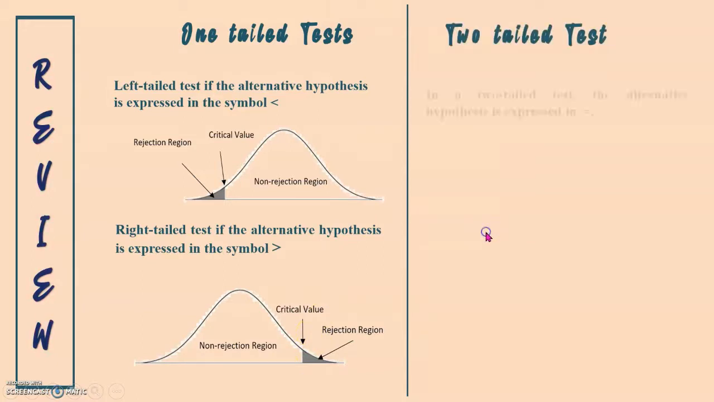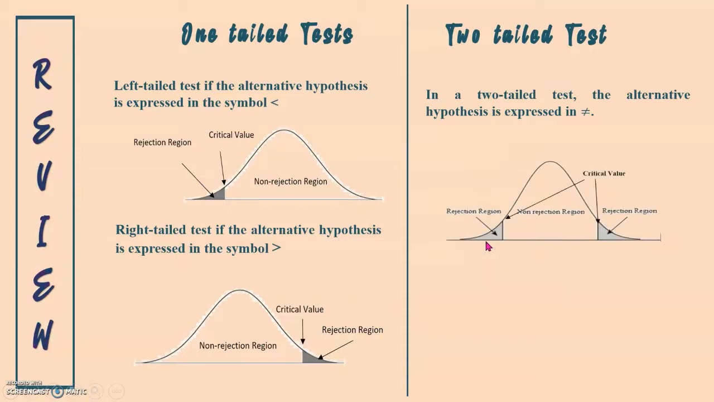And for the two-tailed test, a test is two-tailed if the alternative hypothesis is expressed in the inequality symbol not equal to. So since the test has two tails, we have both the right and the left tails. So we have two rejection regions for a two-tailed test, in which the boundary between the rejection regions and the non-rejection regions is determined by the critical value.